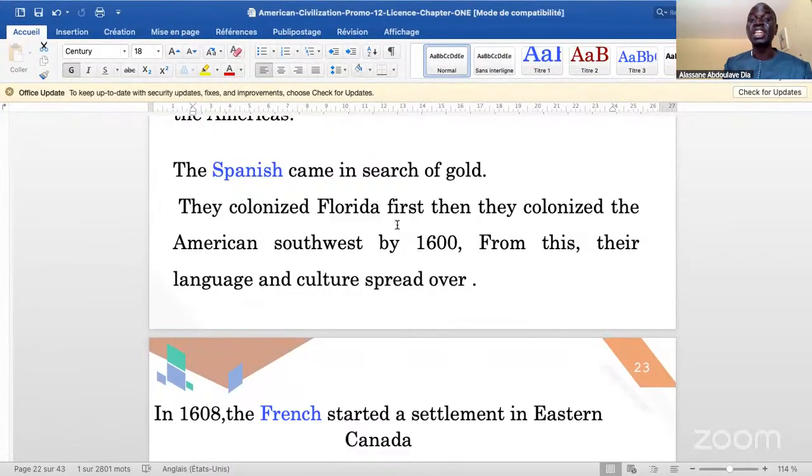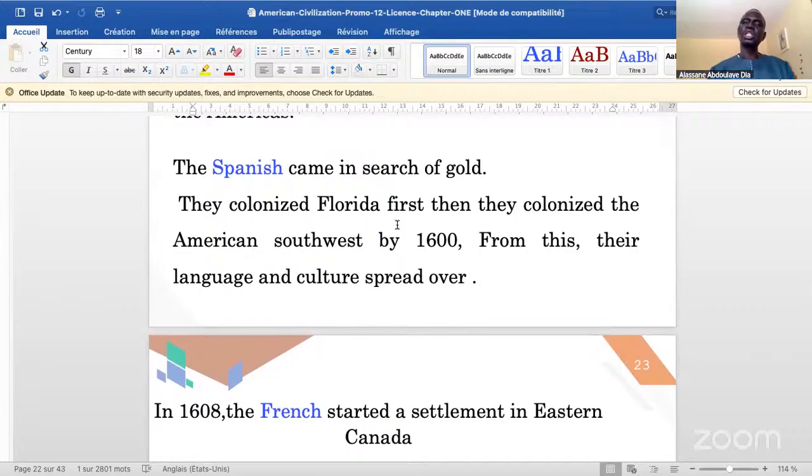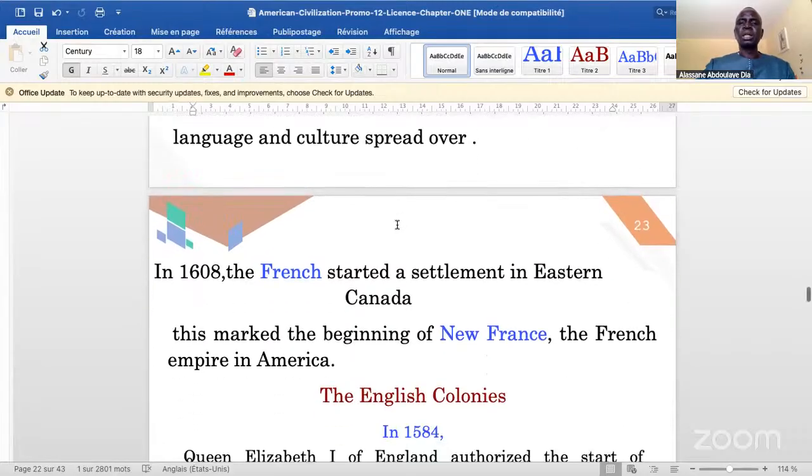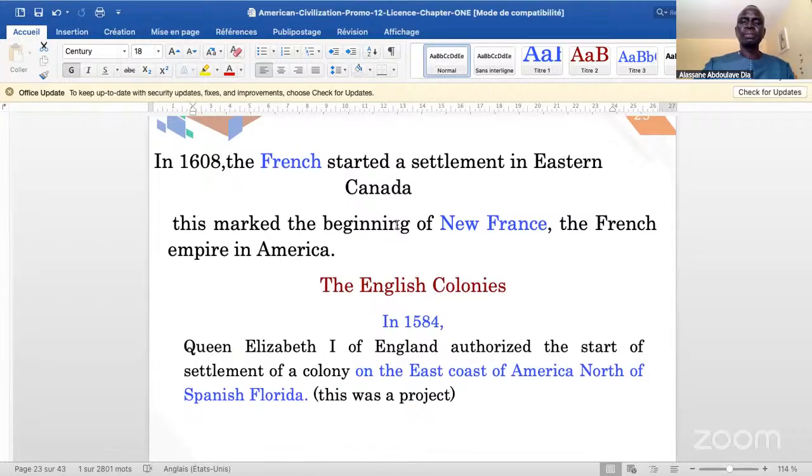That's why in Florida, people speak Spanish, because it was first occupied by Spain. But you will see later, they will lose it. The English will take it. They colonized the American Southwest by the 1600s, and from this, their language and culture spread. That's why in this part of America, Spanish is spoken. Even today, in Florida, you find people who speak Spanish because the origin was Spanish.